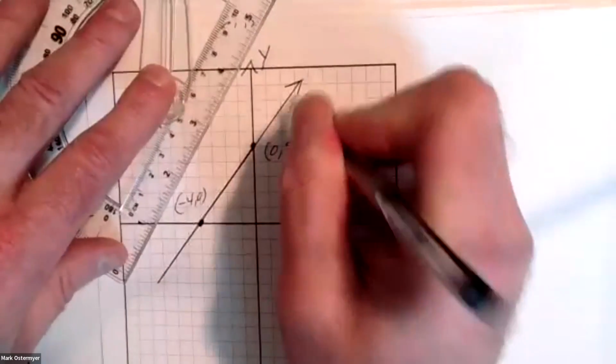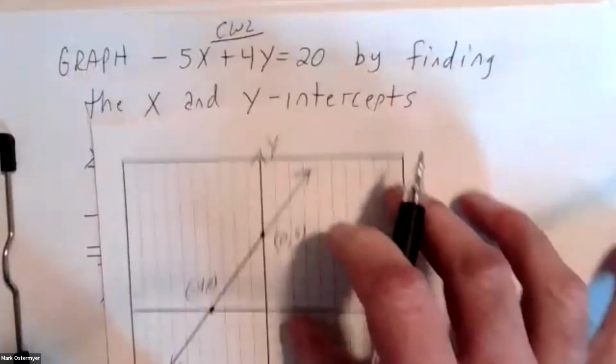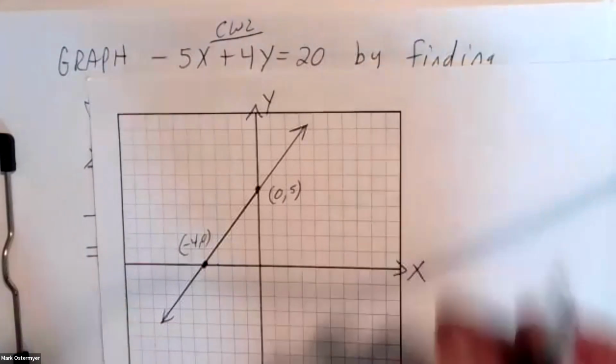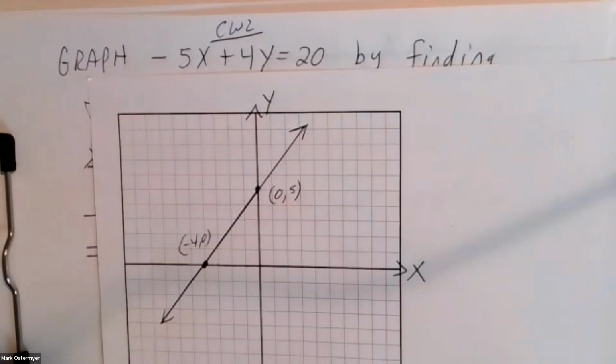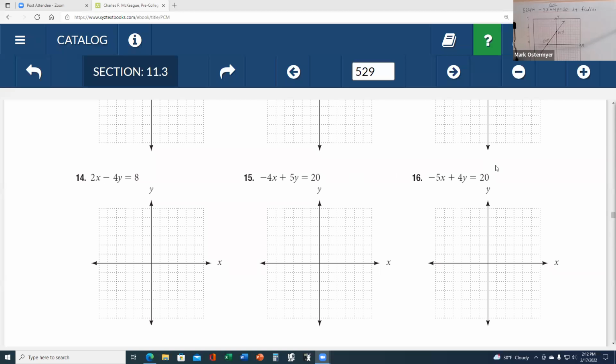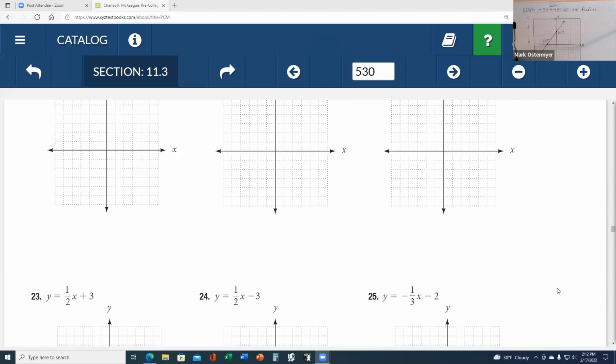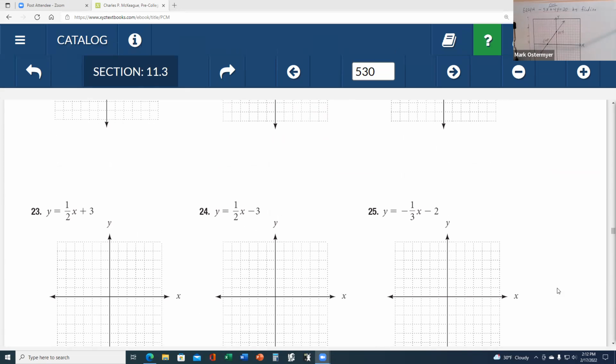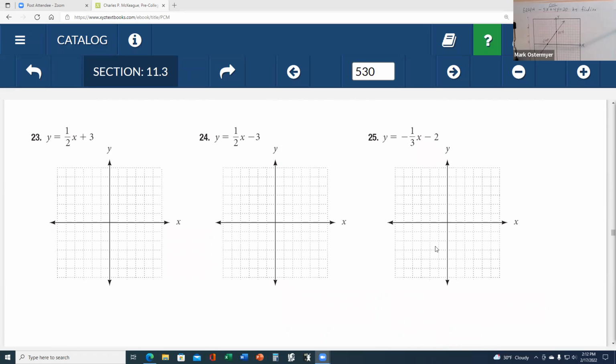Did anybody get that graph? So that is the graph of -5x plus 4y equals 20. So we graph that linear equation by finding the x and the y intercepts. Any questions how we graph that linear equation, finding x and y intercept? And so that essentially is what the section's about.